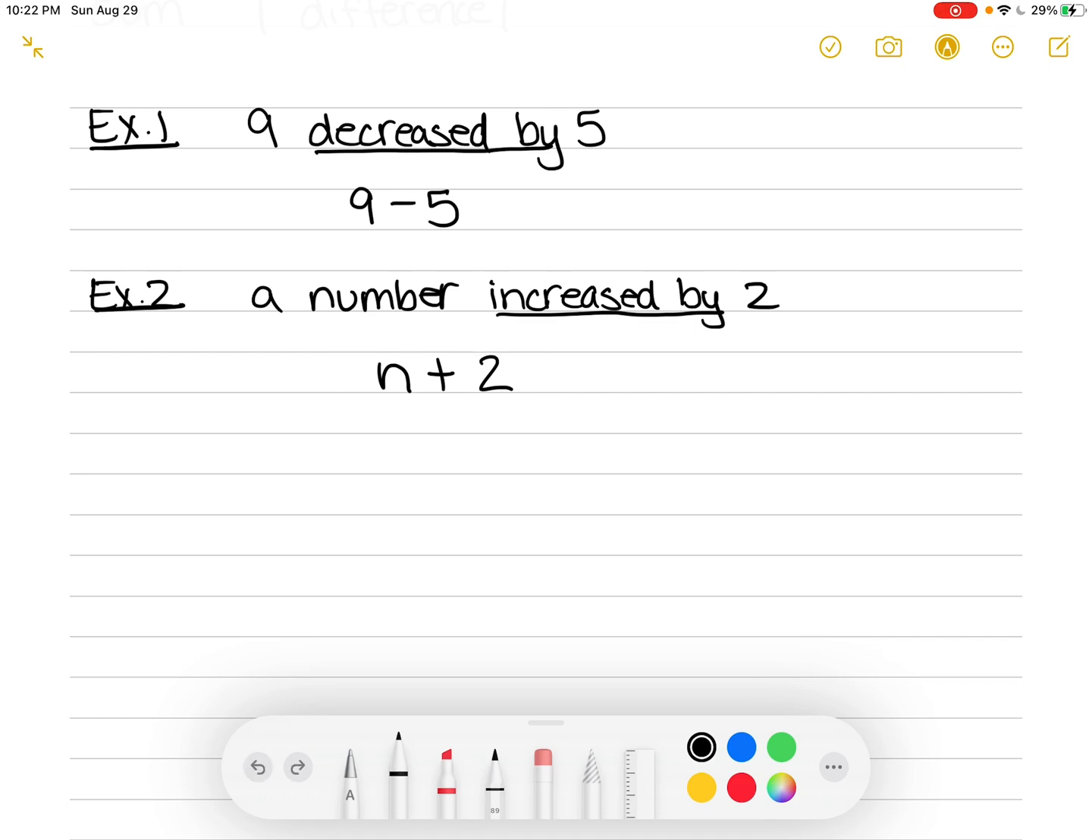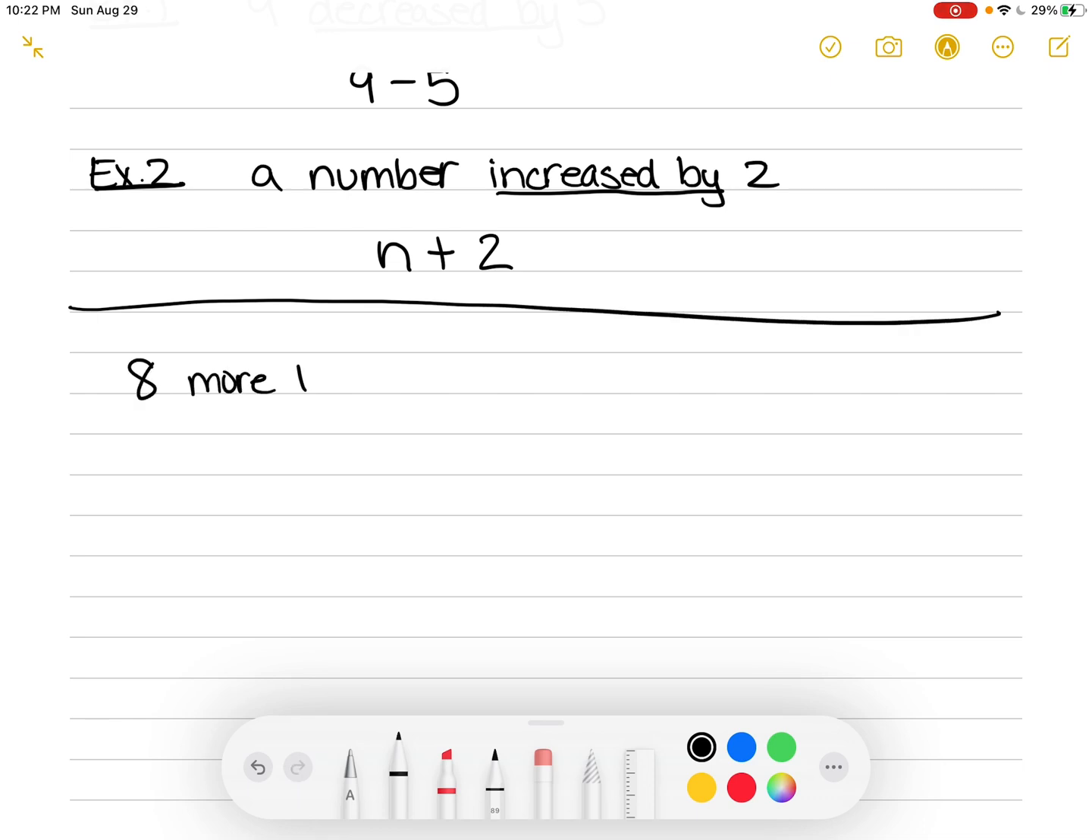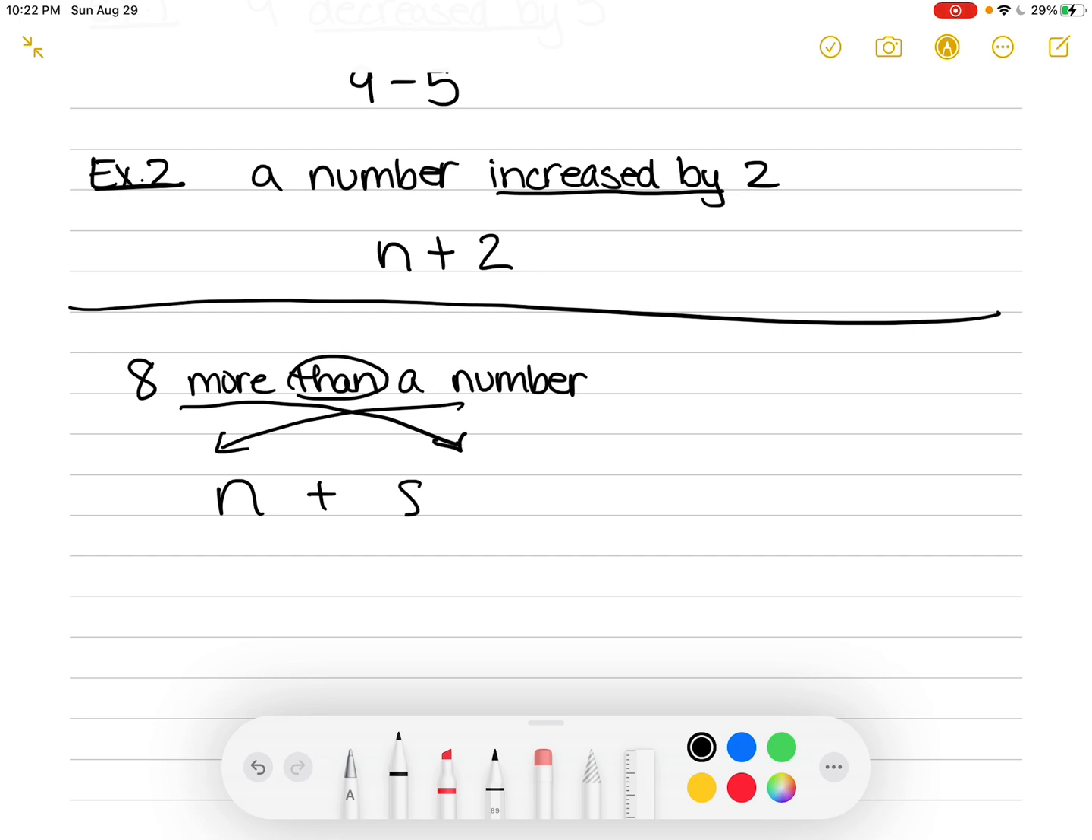Okay, in example 1 and 2, both these examples went in the order of what they said. A number increased by 2, they went in that order, n plus 2. But sometimes you put them in the reverse order. So if I had something that said 8 more than a number, then I'm not going to put 8 plus n. This word "than" means I'm going to flip it around. We're going to put the 8 over here and the n over here. So I have n plus 8.